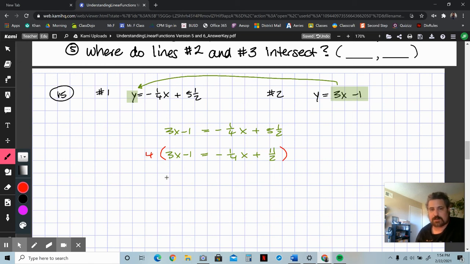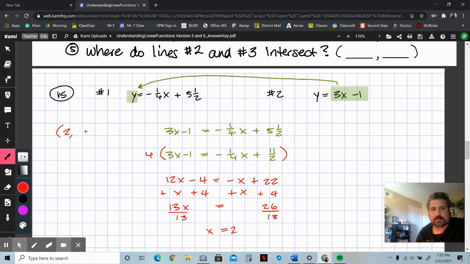So 4 times 3x is 12x. 4 times negative 1 is negative 4. 4 times negative 1/4 x is negative x. And 4 times positive 11 halves: 2 goes into 4 twice, and 2 times 11 is 22, so that's plus 22. Once you have this, you can solve for x. You add x to both sides and add 4 to both sides to get the variables on one side and the numbers on the other. You end up with 13x equal to 26. Divide both sides by 13, and you get x is equal to 2.